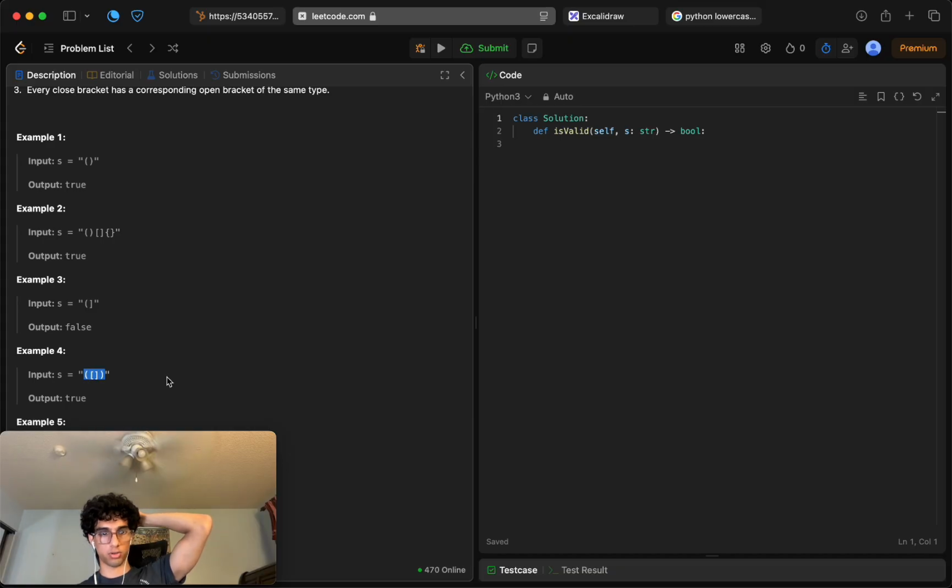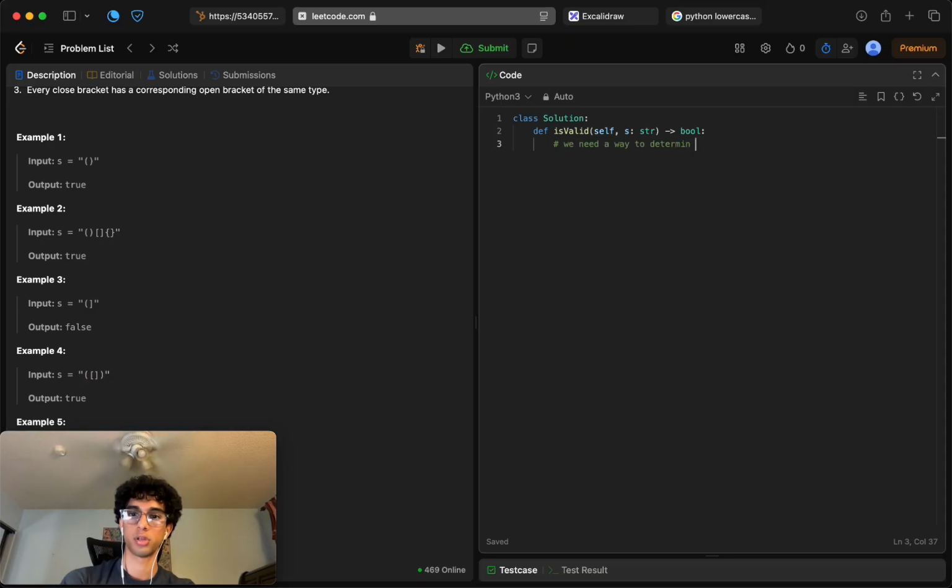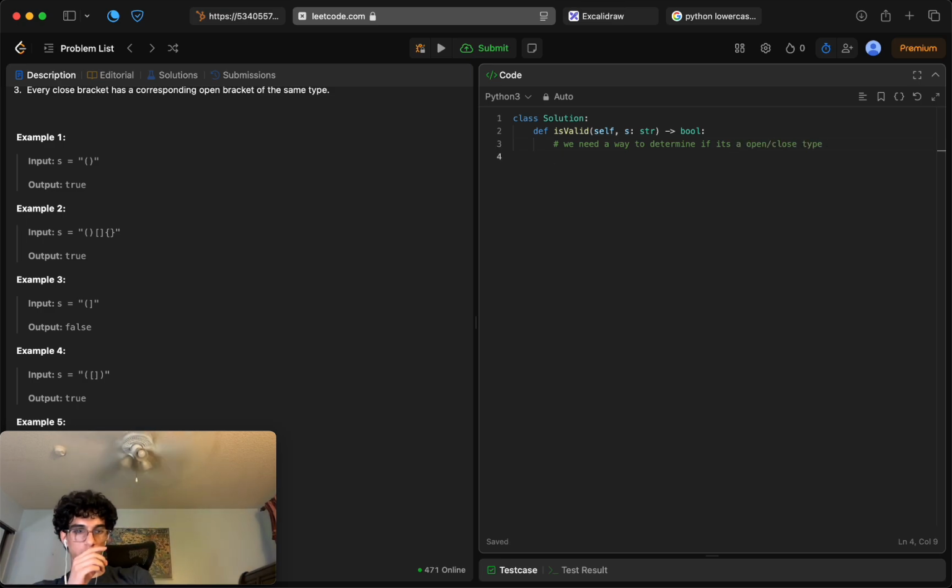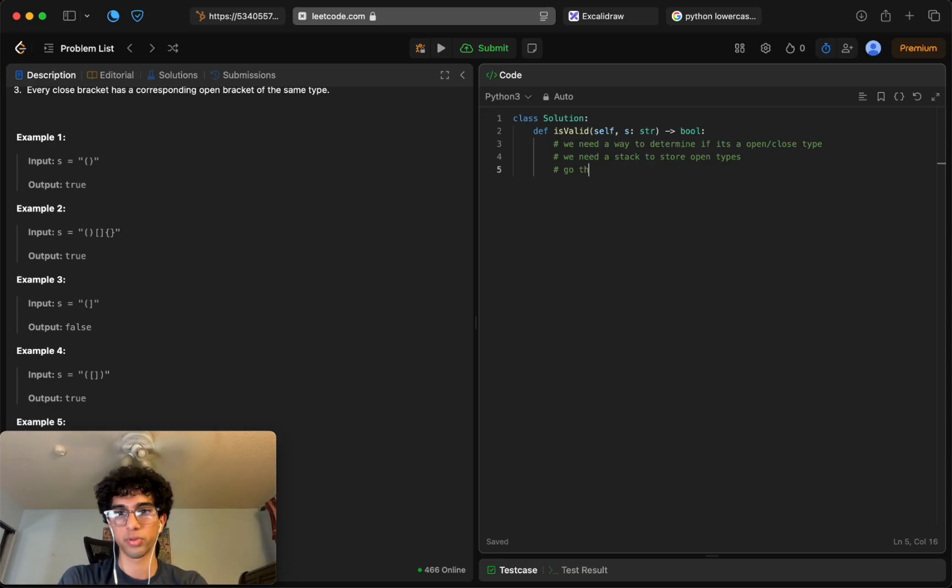So we need a way to determine if it's an open or closed type, because if it's an open type, we put it in our stack. If it's a closed type, we pop it and we compare it to what we have, because that makes sense. We need a stack to store open types, and then we just go through the string linearly. If open, push to stack. If closed, pop stack and compare to close. If same type, continue. If different, return false. Outside of loop, return true.